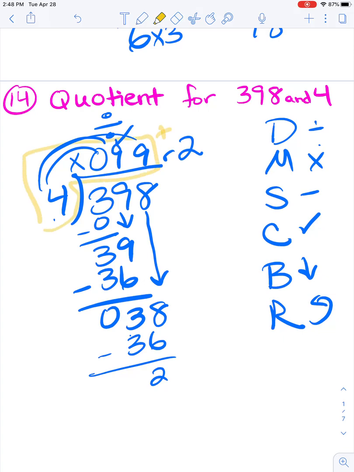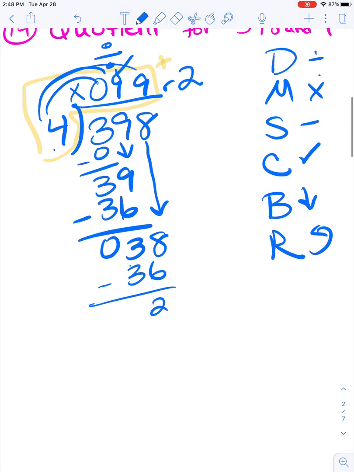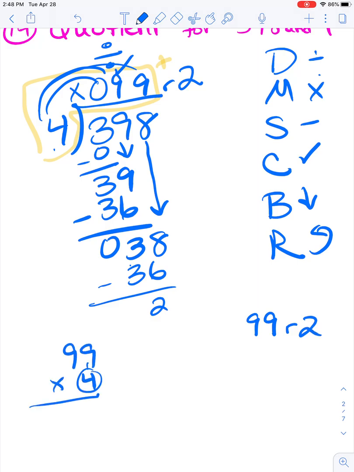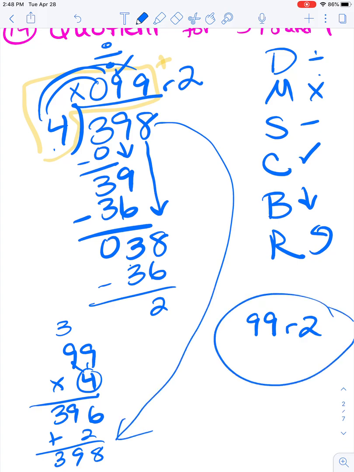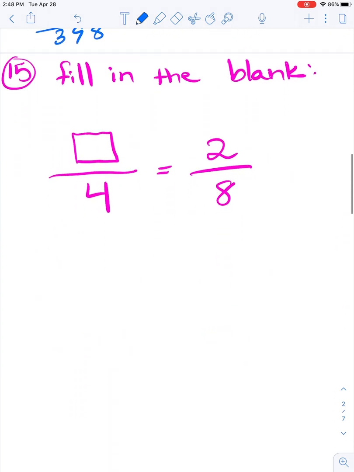Let's check our work. When we check our work, we take our quotient times our divisor and we add our remainder. So let's do that. Our answer is 99 remainder 2. So put 99 times our divisor. Our 1s times our 1s, then our 1s times our 10s. That's 36. 36 plus 3 is 39. And then we have to add our remainder. Let's see, does it match our dividend? It sure does. So our answer is correct, 99 remainder 2.